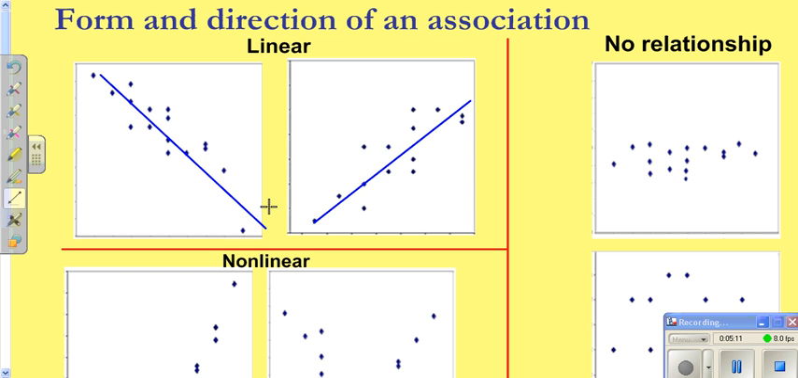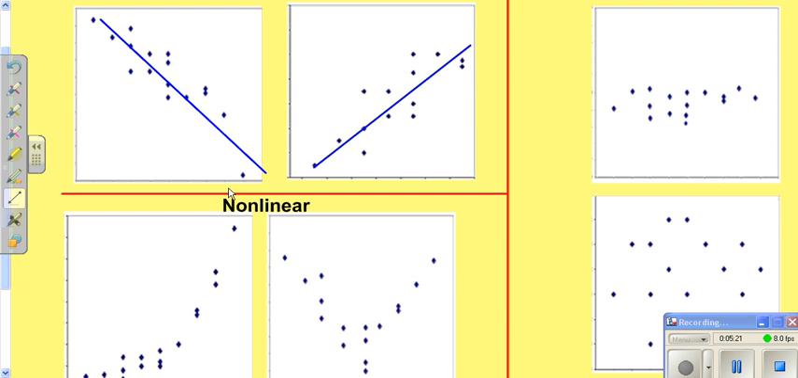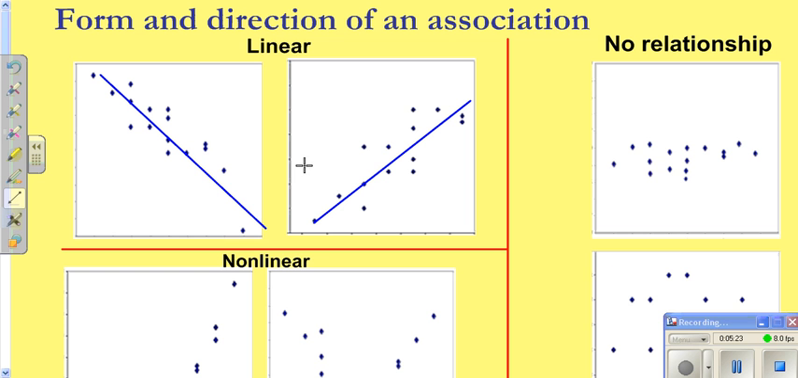We would say this one here would also have a negative direction, negative association. This one would have a positive. If you go up as you go to the right, it's positive. If you go down as you go to the right, it's negative. Now, over here on the right is no relationship.